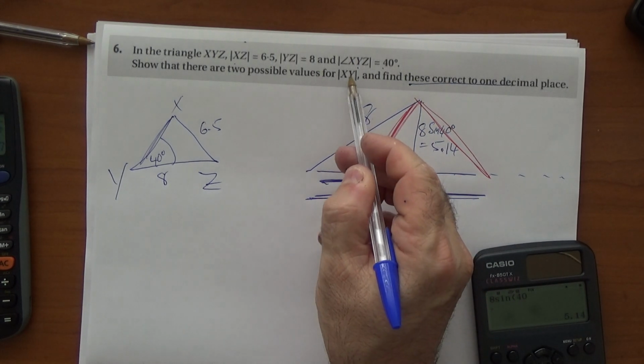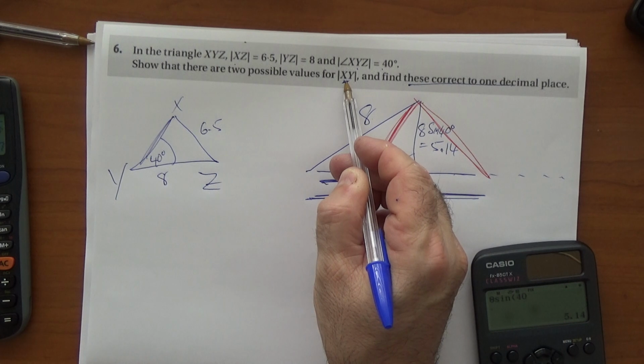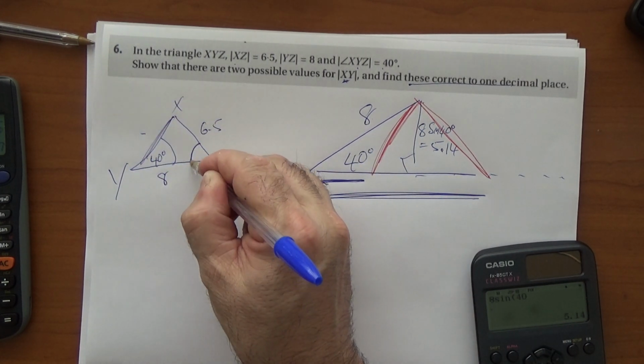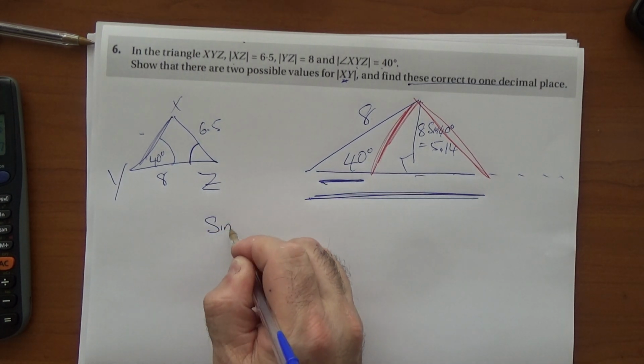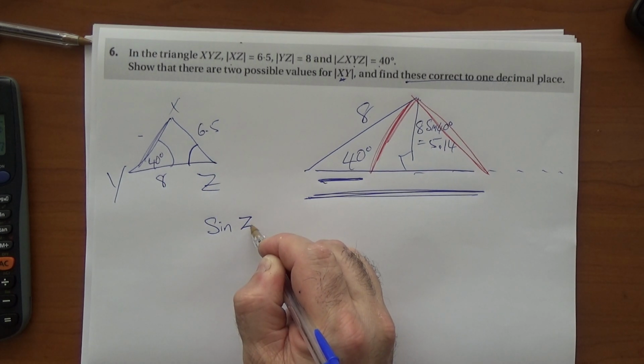So where is this? Well, the letter that isn't X and Y is Z. So we're going to get angle Z. We're going to get 2 possible values for it. And it's the sine rule in this case, because it's the sine rule that contains the ambiguity. No, I can't do that.